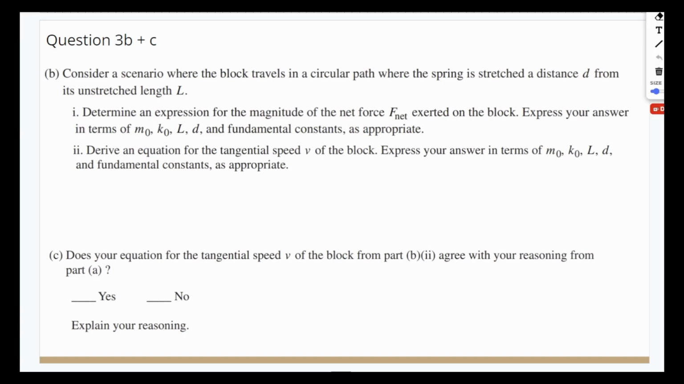Consider the scenario where a block travels in a circular path where the spring is stretched a distance d from unstretched distance L. So here we're determining an expression for the magnitude of the net force exerted on the block. Express answers in terms of these values that they give you.